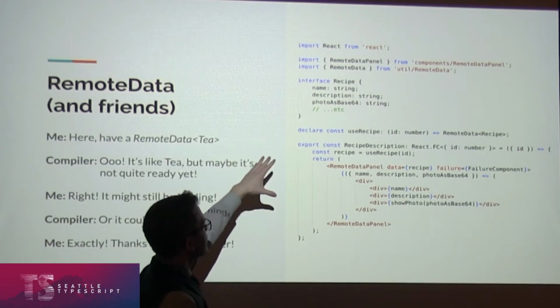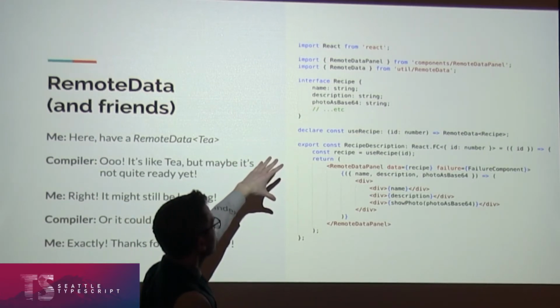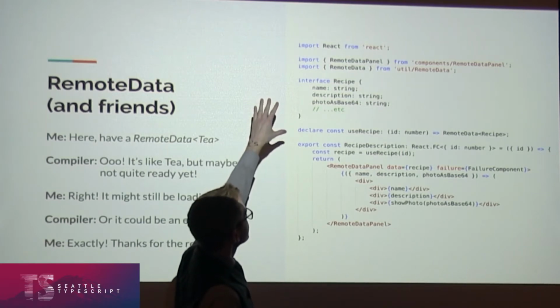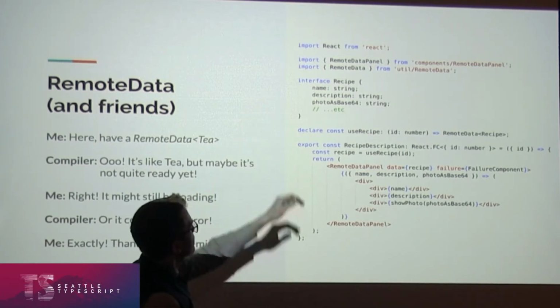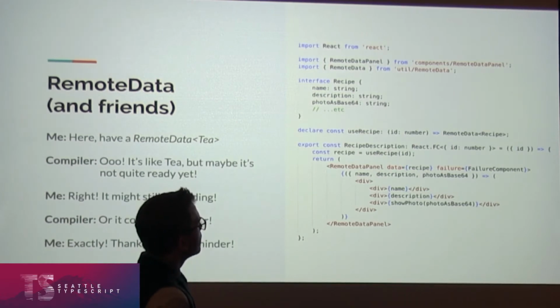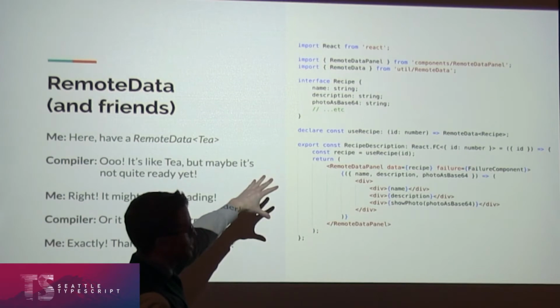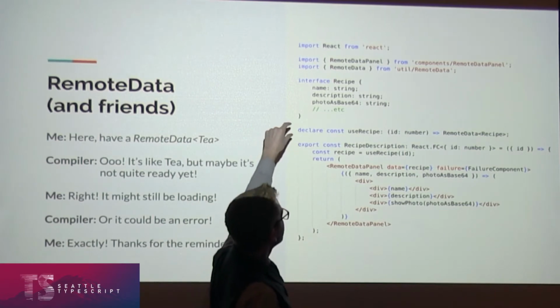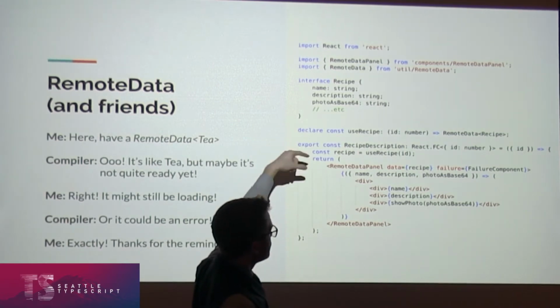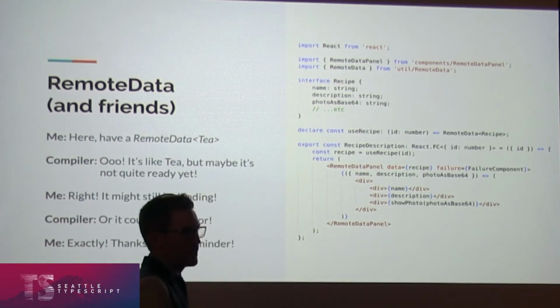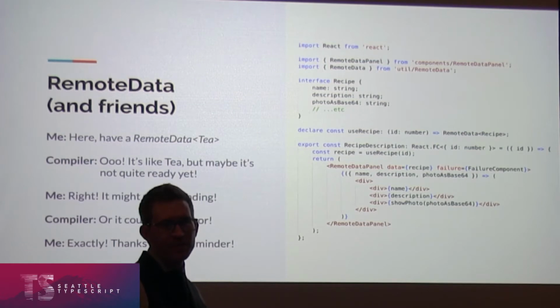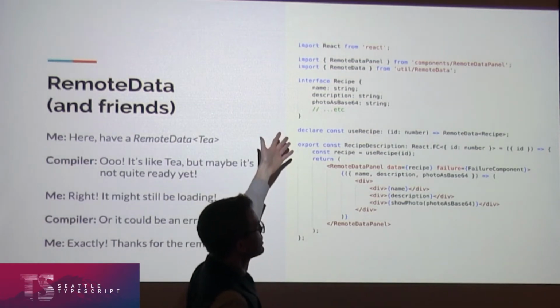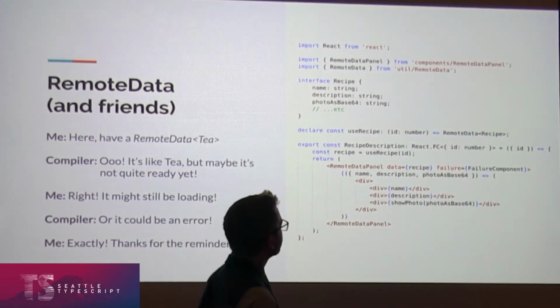In this case, I decided to make a recipe description component to display this sweet interface recipe, which has name, description, and I guess photo as base64. And in this case, it just takes an ID, which is intended to be a recipe handle. It uses this magical hook that I've declared here to use the recipe, which basically means give me this recipe if you have it already. Hopefully it's cached. Otherwise, go get it from the server or whatever. Like, that's none of my business. I just want to be able to use recipe and get a remote data recipe back.